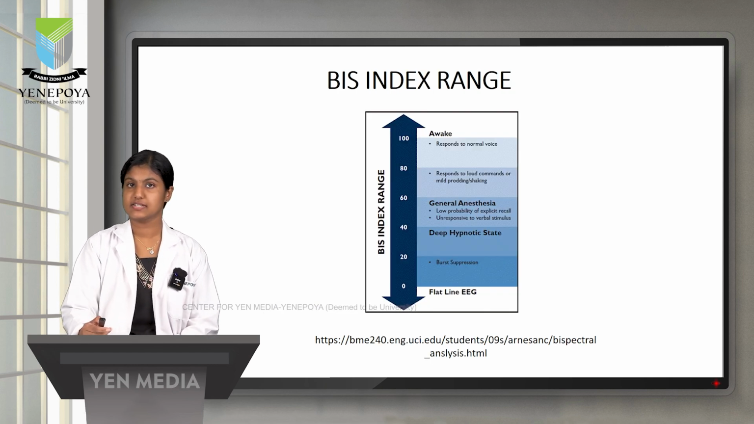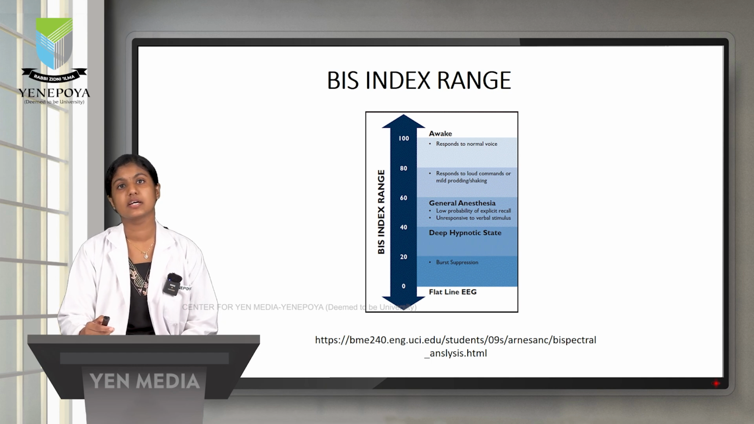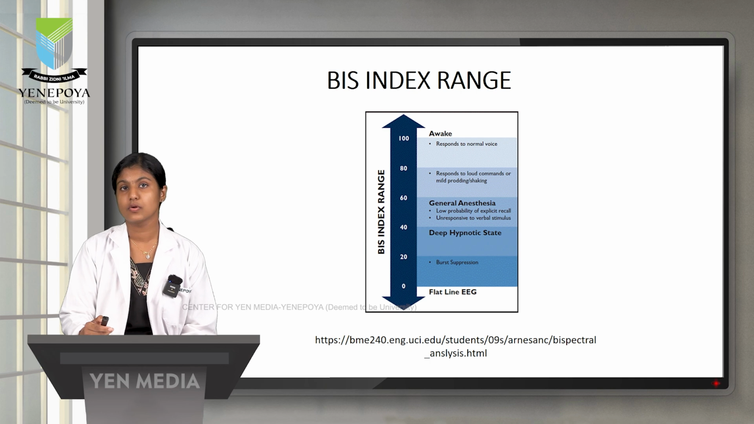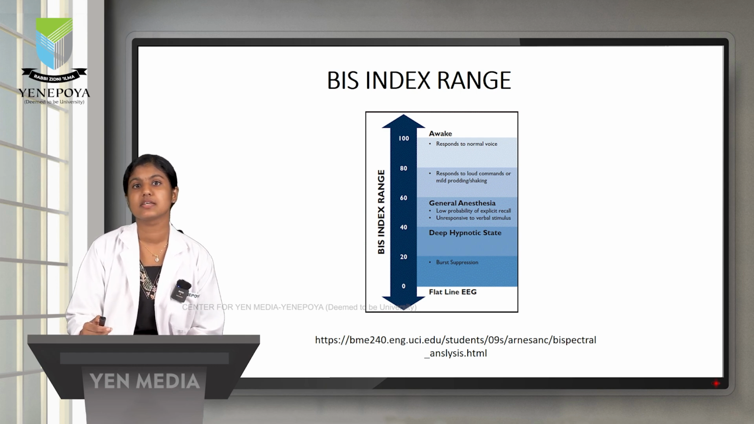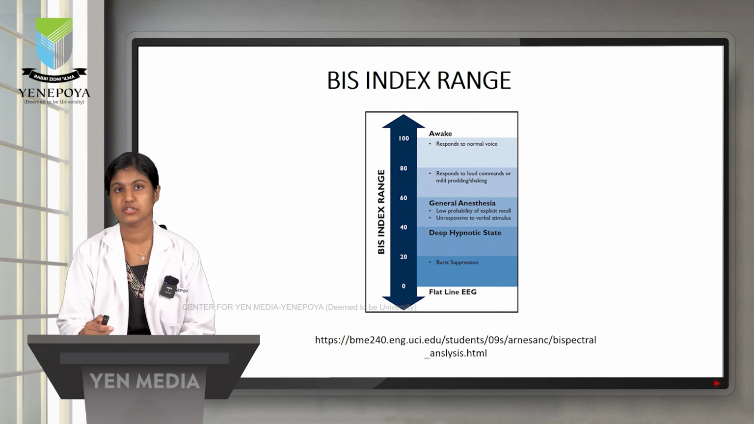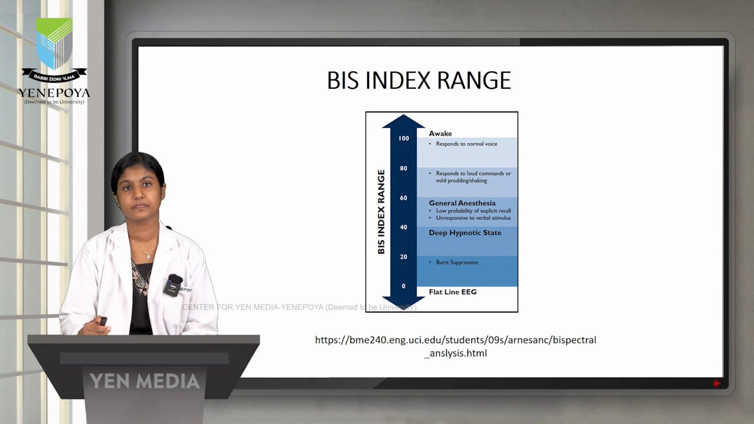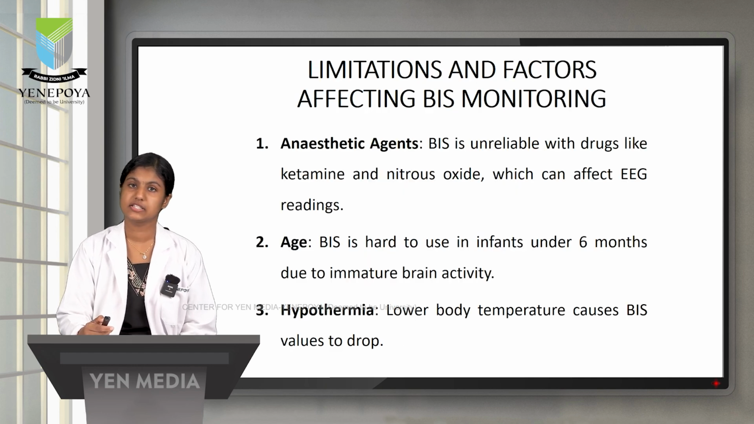This is the BIS value index range. You can see that 100 means a completely awake patient who responds to normal voice. 80 responds to loud commands or mild prodding or shaking. 40 to 60 is the range we require for general anesthesia, so that the patient has a low probability of explicit recall and is unresponsive to verbal stimulus. A patient under 40 is in a deep hypnotic state. 20 means burst suppression and 0 means a flat line EEG. So this is the BIS index range. 40 to 60 is required for general anesthesia so that the patient does not recall any of the memories that happened during the anesthetic procedure.